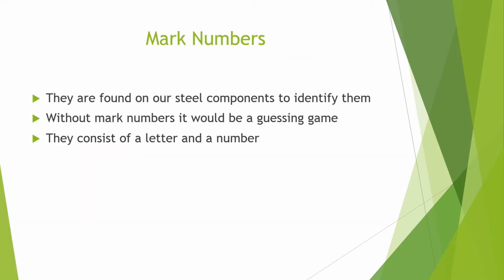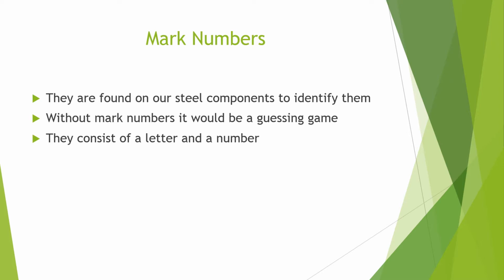Mark numbers. On our steel components, we're going to identify them by a mark number. A mark number is going to be a letter and a number. If we didn't have that on there, it would be a guessing game for people in laydown, people who are connecting, and people who are rigging. We have to know those mark numbers because, according to our print, that's how we know where we're going to place our steel.